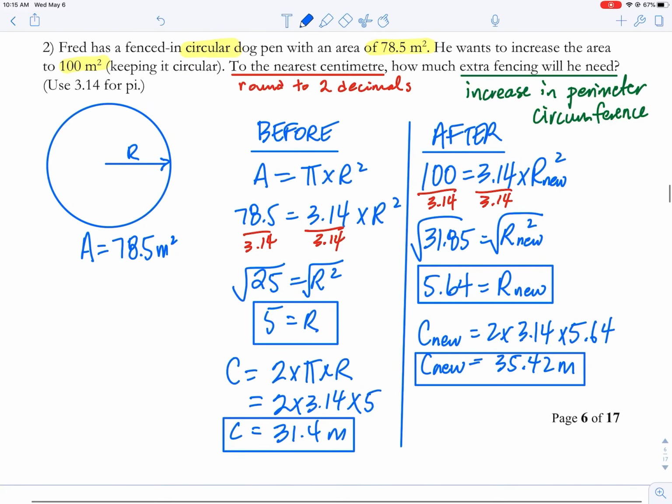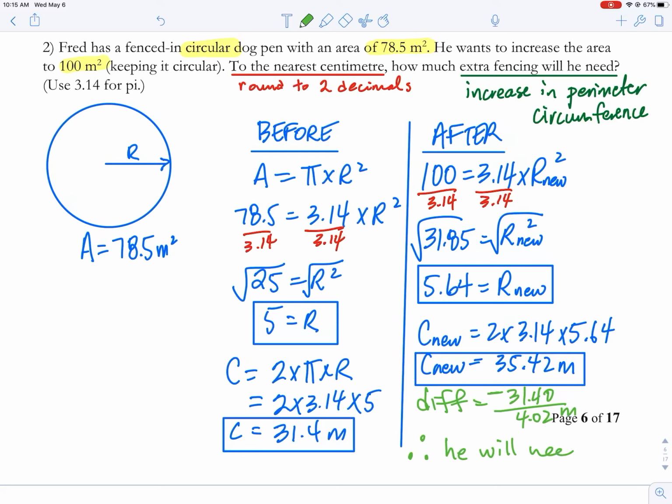To answer this question, I have to find the increase in perimeter. So that's going to be my change in circumference. So my last part, I'm going to find the difference between these. So the difference is going to be 35.42 minus 31.4, and that gets me, put a 0 there, 4.02 meters. So my difference is 4.02 meters. So therefore, he will need 4.02 meters more fence.